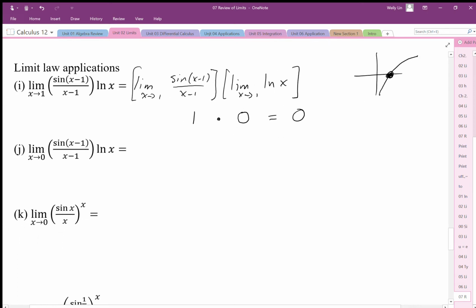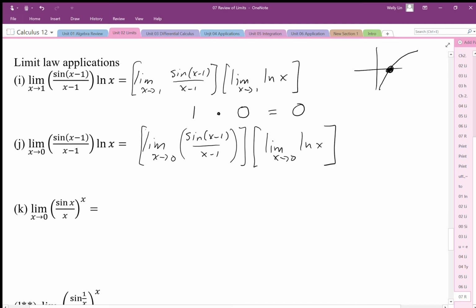And we can do the same thing here, as x approaches 0. We can do the limit as x approaches 0 of sine(x minus 1) over (x minus 1). We can evaluate this limit, we can actually just plug in. This is going to be sine of negative 1 over negative 1, times the limit as x approaches 0 of log x.